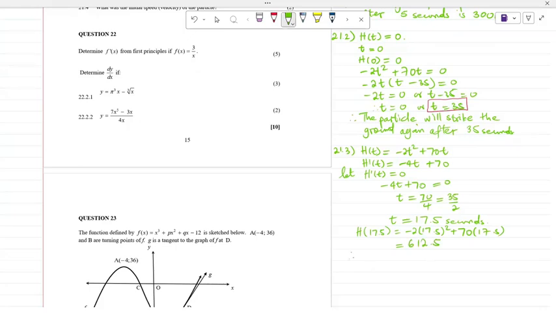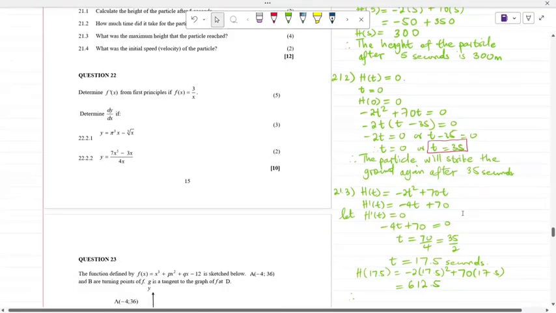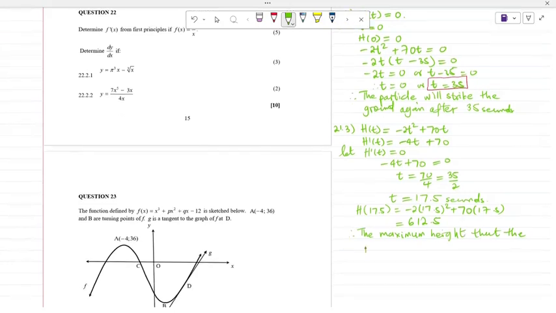So therefore, this means the maximum height that the particle will reach is 612.50 meters above the ground.